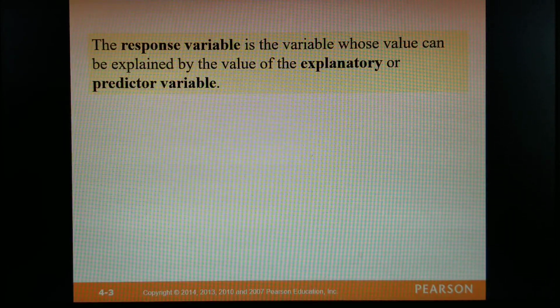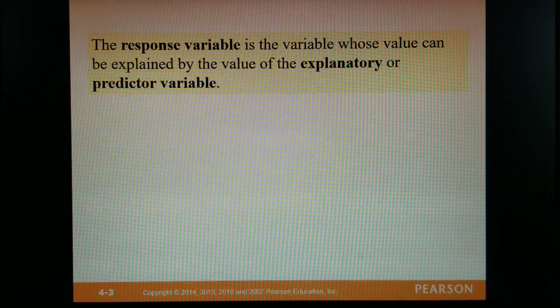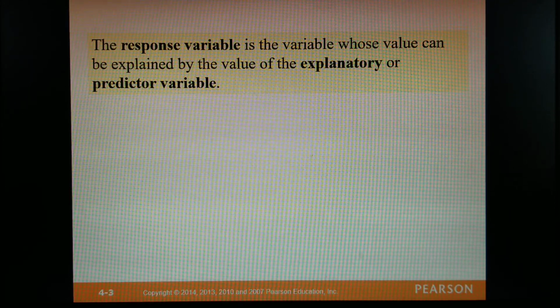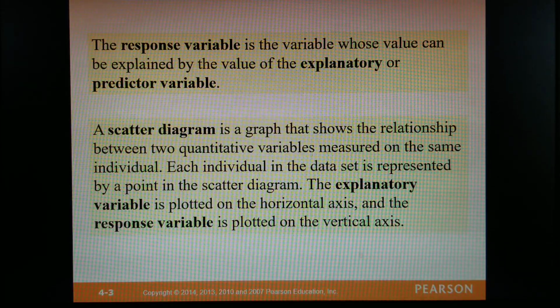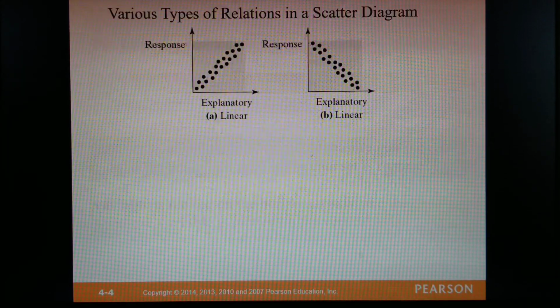So a response variable is the variable whose value can be explained by the value of the explanatory or predictor variable. The explanatory variable is the variable that we're testing to see if it explains the differences in that response variable in the end. So we're looking for those correlations between them. In a scatter diagram, the explanatory variable is usually your x-axis and the response variable is plotted on your y-axis.